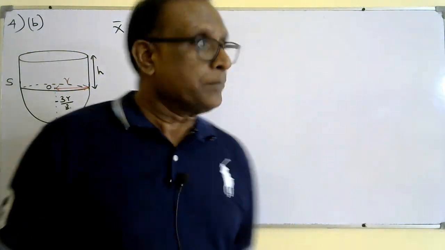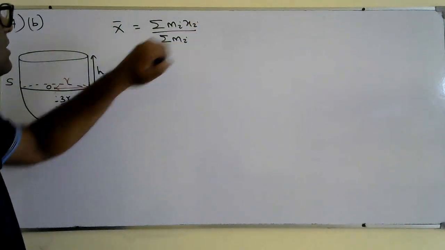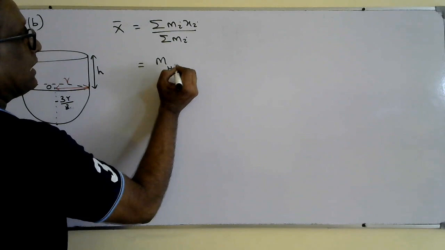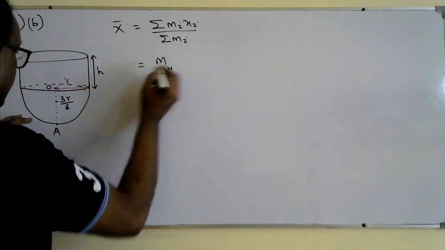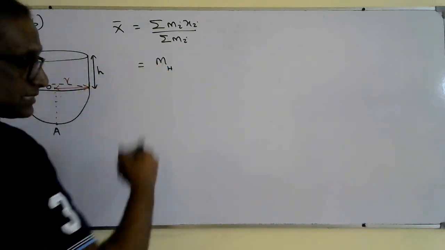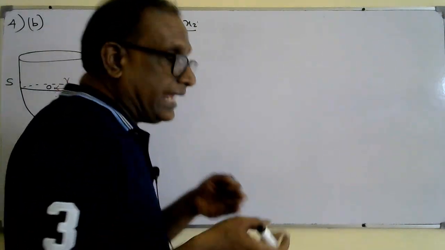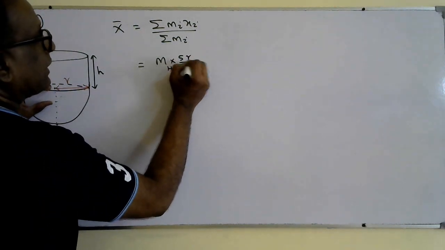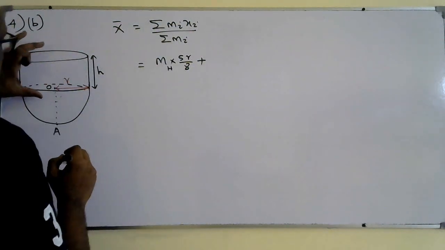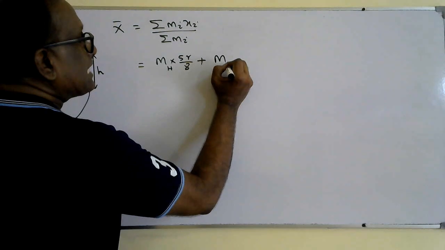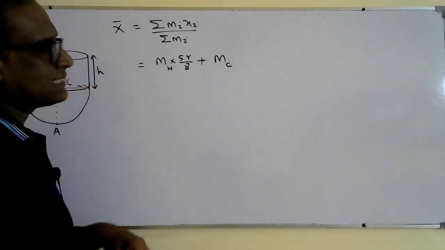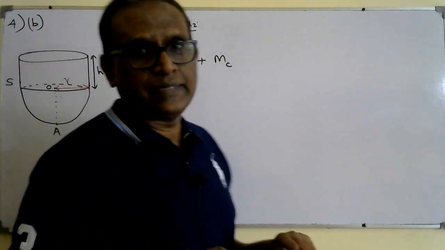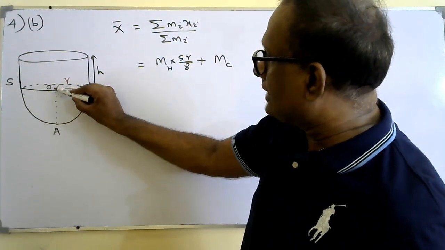So the numerator, sigma mi xi, will become the mass of the hemisphere into the distance of the center of mass of the hemisphere from A. That is r minus 3r by 8, means 5r by 8, plus the mass of the cylinder, pi r squared h into rho, into the distance of the center of mass of the cylinder. We know the height is h, so the center of mass of the cylinder from its base is h by 2.